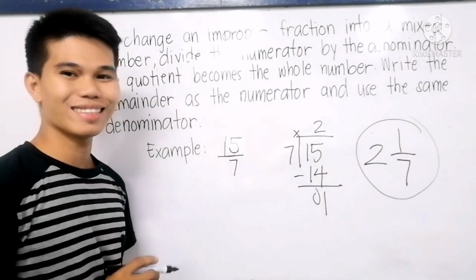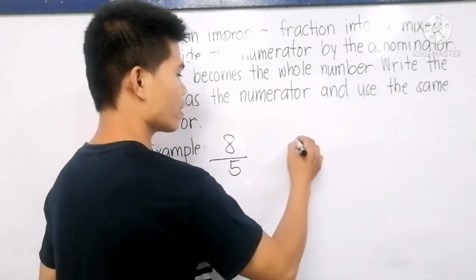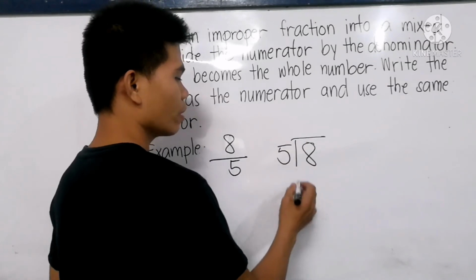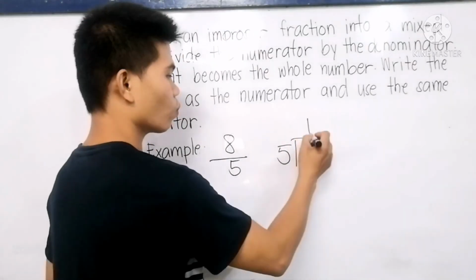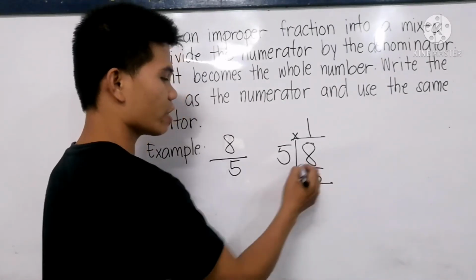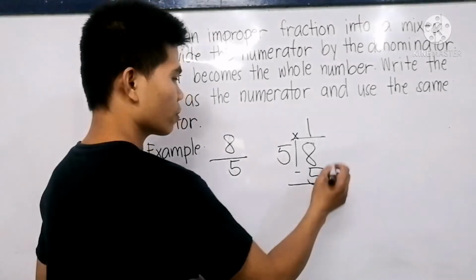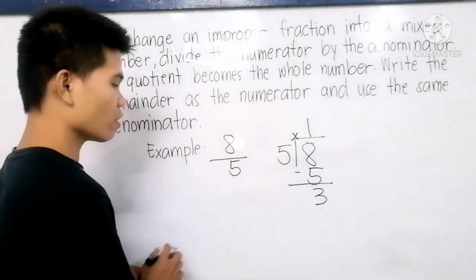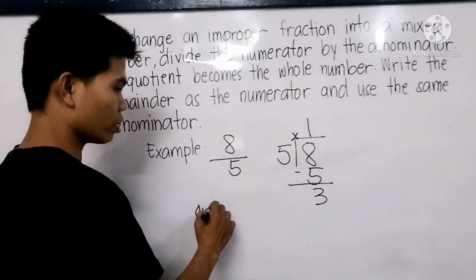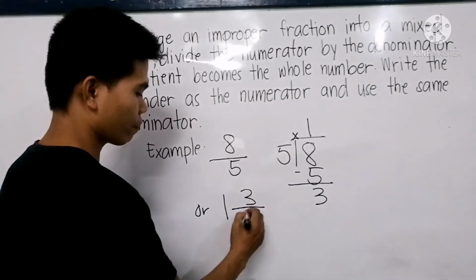Did you get it? Next, we have 8 over 5. So let's divide 8 by 5. 8 divided by 5 is equal to 1. 1 times 5 is equal to 5. And subtract 8 minus 5 is equal to 3. So therefore, the mixed fraction of 8 over 5 is 1 and 3/5.